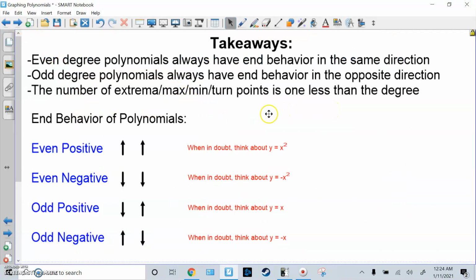And here's a little chart for y'all. Even positive means up, up. Even negative means down, down. Odd positive means down on the left, up on the right. And odd negative means up on the left, down on the right. And when in doubt, think simple. I always think of just the parent function for quadratics and linears. I think of y equals x squared, y equals negative x squared, y equals x, y equals negative x.